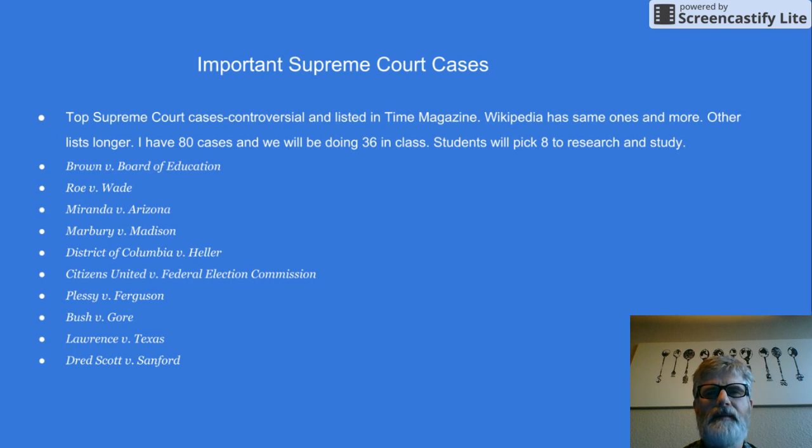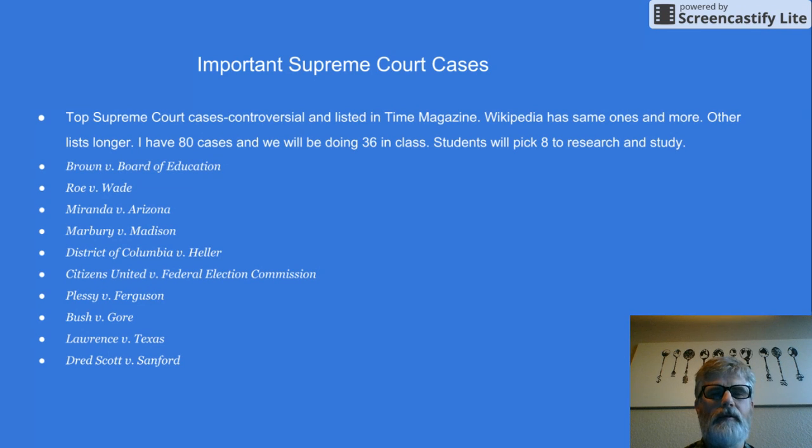The ones that I just put were important Supreme Court cases, and it's anybody's list. You can do any of your own top 10s. It's Brown versus Board of Education, Roe versus Wade, Miranda versus Arizona, Marbury versus Madison, District of Columbia versus Heller, Citizens United versus the FEC, Plessy versus Ferguson, Bush versus Gore, Lawrence versus Texas, Dred Scott versus Sanford.